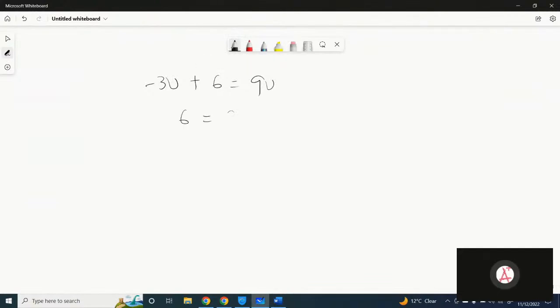Move that negative 3u to the other side. It would be then added. So it is 6 equals 12u, and u equals 6 over 12. So it would be 6 times 1 is 6 and 6 times 2 is 12. So u equals 1 over 2. It would be 1 over 2.